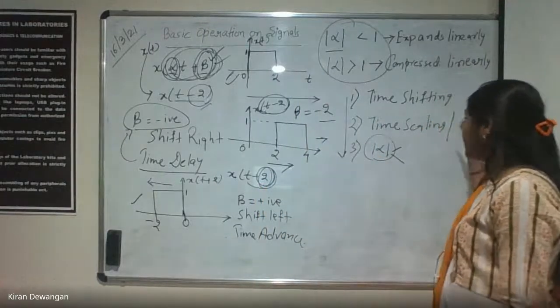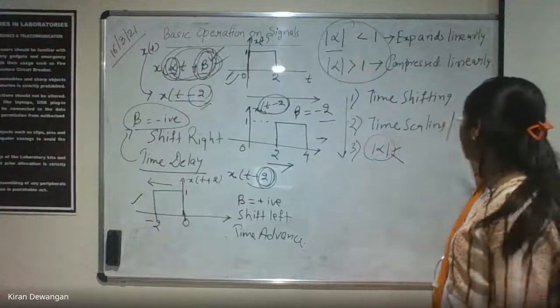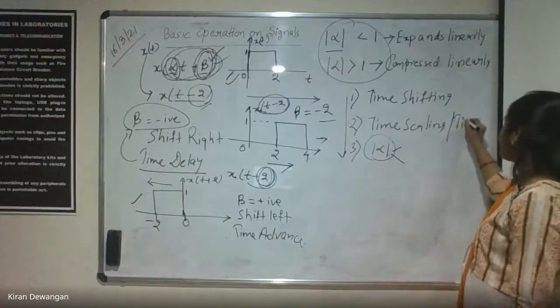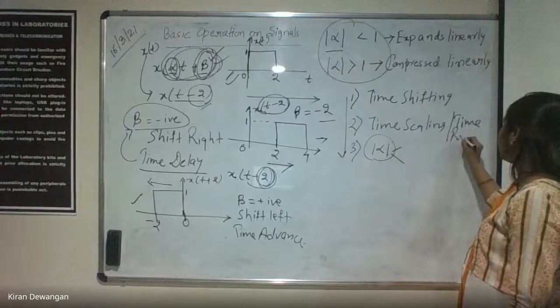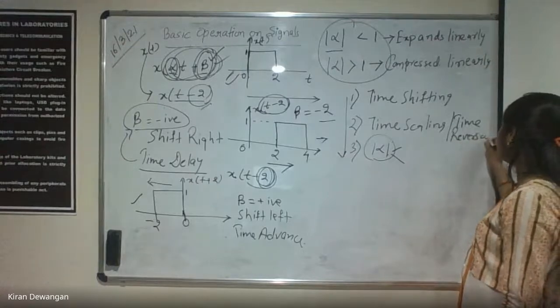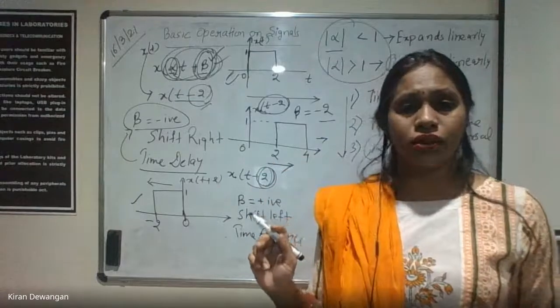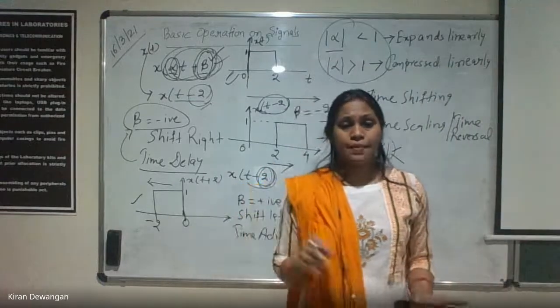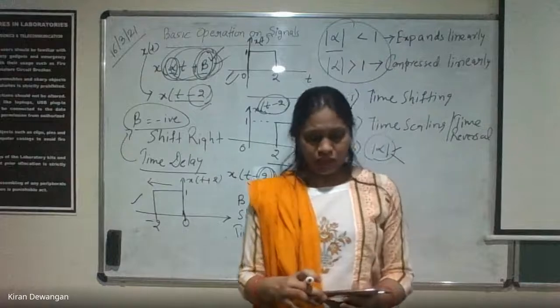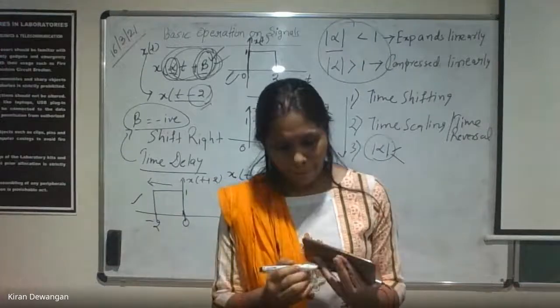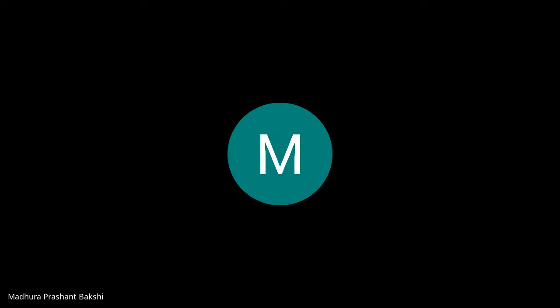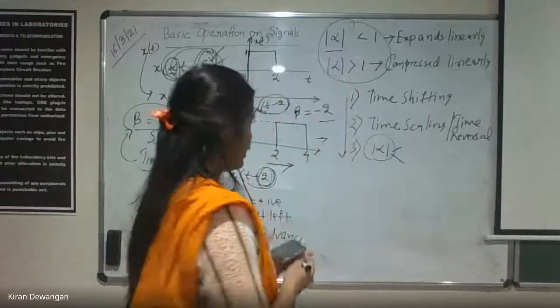In the second step, we have written either time scaling or time reversal. Now what do you mean by time reversal? What is time reversal? Tell me quickly. Anyone? What is time reversal? Ma'am, we change x of t to x of minus t. Correct. x of t is given.